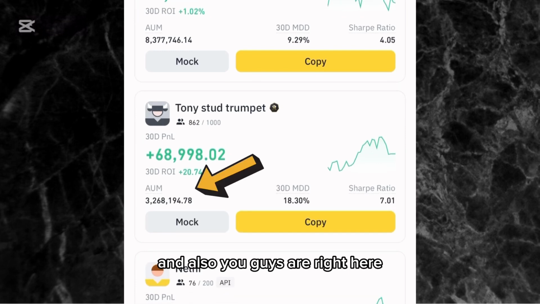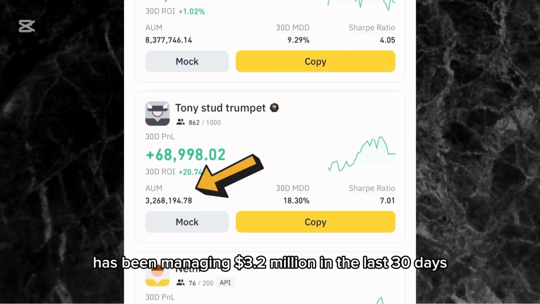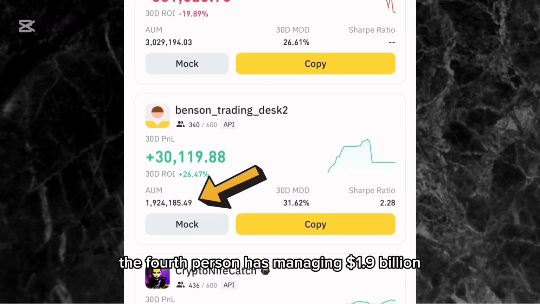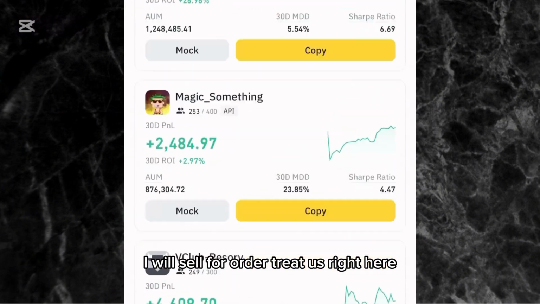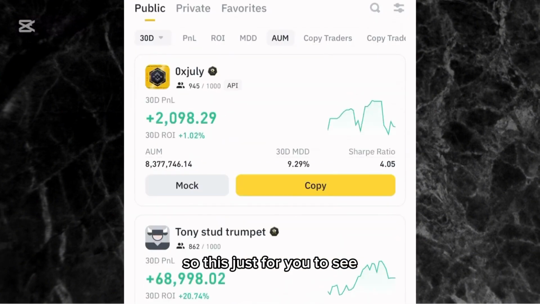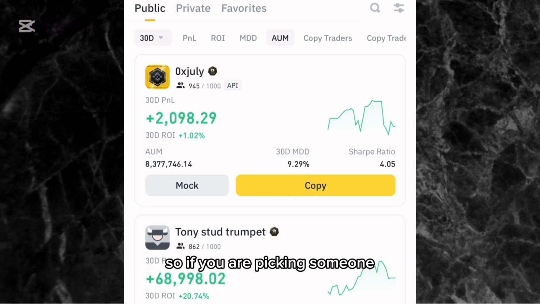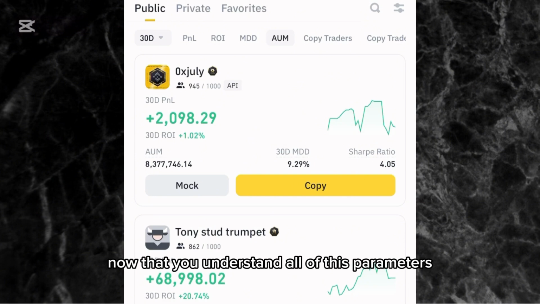And also, you can see right here, this second person has been managing $3.2 million in the last 30 days. And then the third person has been managing $3 million. The fourth person has been managing $1.9 million. And you'll be seeing other traders right here. So this is just for you to see the people who are managing huge amounts of money. So if you are picking someone, I won't advise you to use AUM for that at all. Now that you understand all of these parameters, the next thing is to now pick a trader to follow.